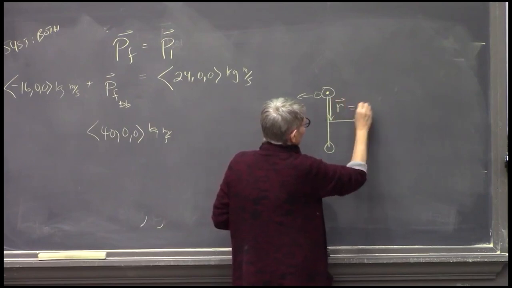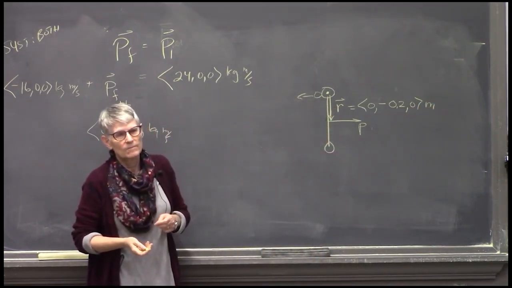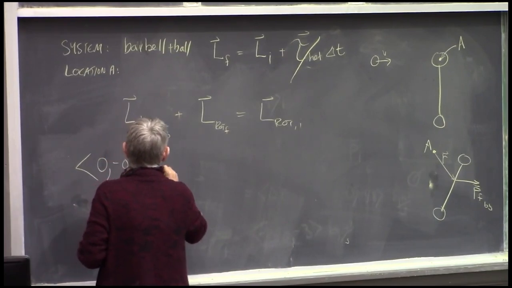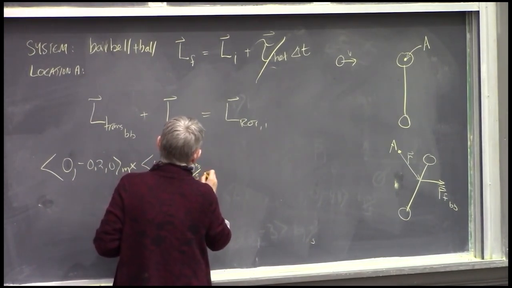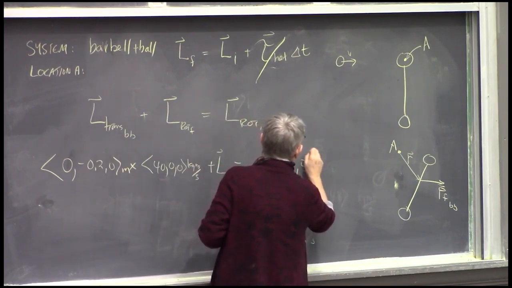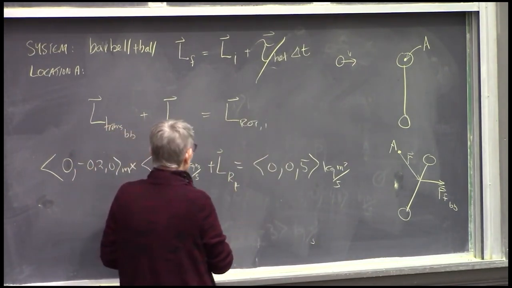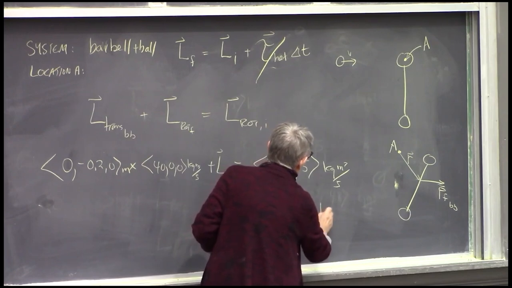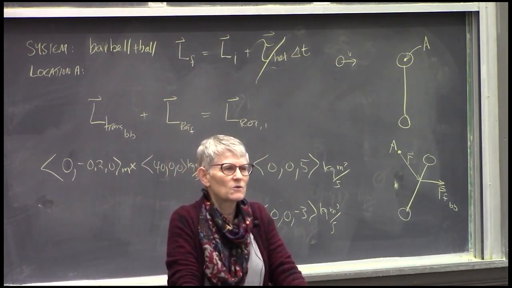So R in this case is actually going to be 0 minus 0.20 meters. And so we've got 0 minus 0.20 meters cross 4000 kilogram meters per second plus the final rotational angular momentum, which is 0.05. And if we work it out, unsurprisingly, we get the same answer. 'Tis a problem because there's more than one way to think about it.